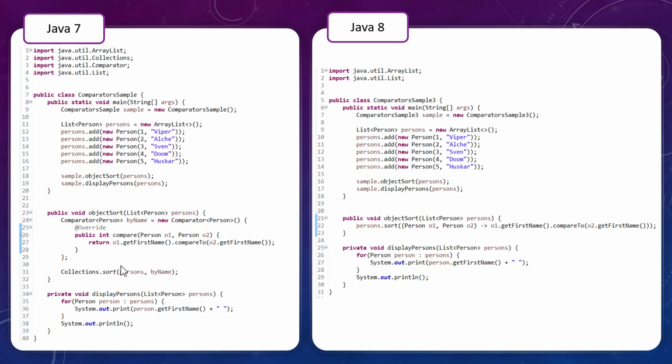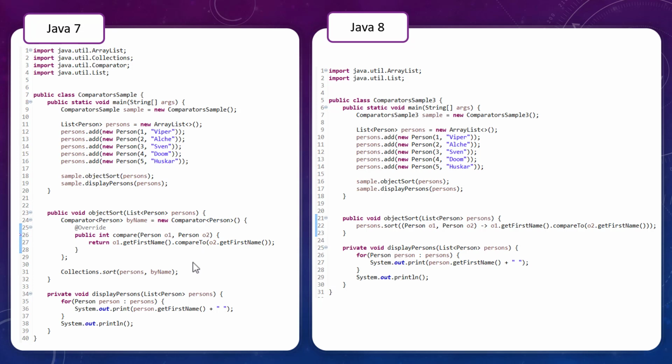So this is how it's implemented in Java 7. We also use a method here, displayPersons, which iterates through all of the persons in the list. In later videos, we will show you how to use the Java 8 version of looping through all of the items in the list. So we have a quicker way of doing that now. We'll see that later on.